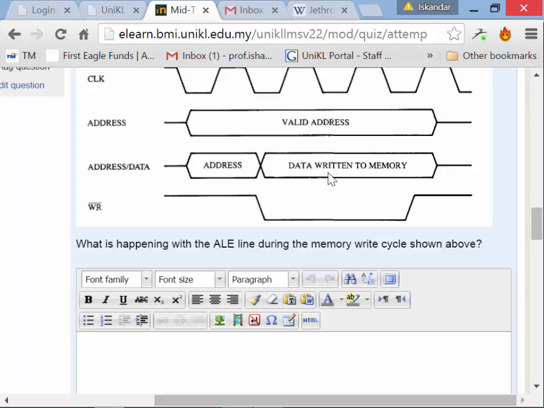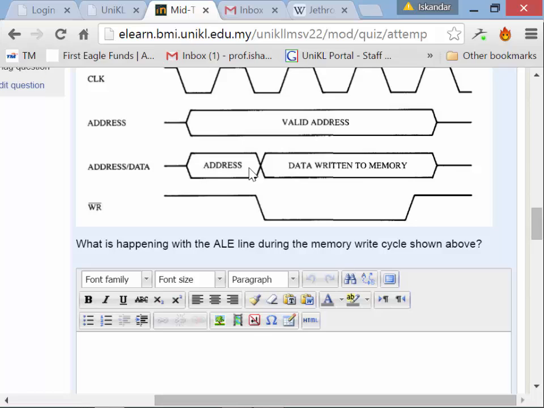Now this says valid address here. That valid address is after the LS373s have latched it on. So these are the lines coming from the microprocessor right here, AD0 through AD7 or AD0 through AD15. It's a valid address here. The ALE goes high somewhere during this period and goes low again. That's what you need to answer right there. It goes high and low.